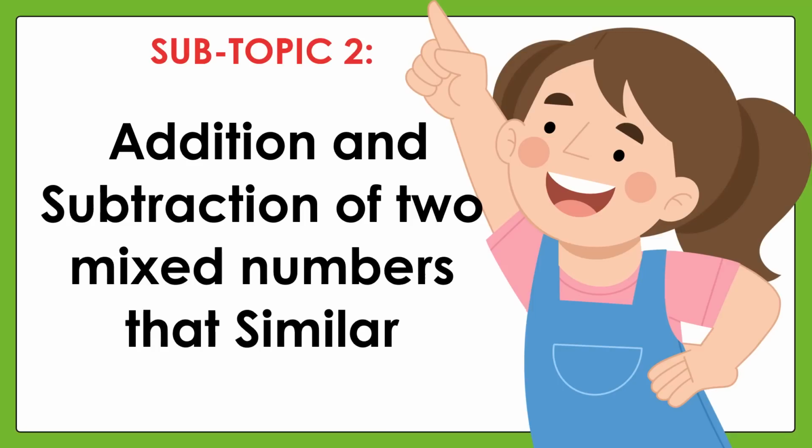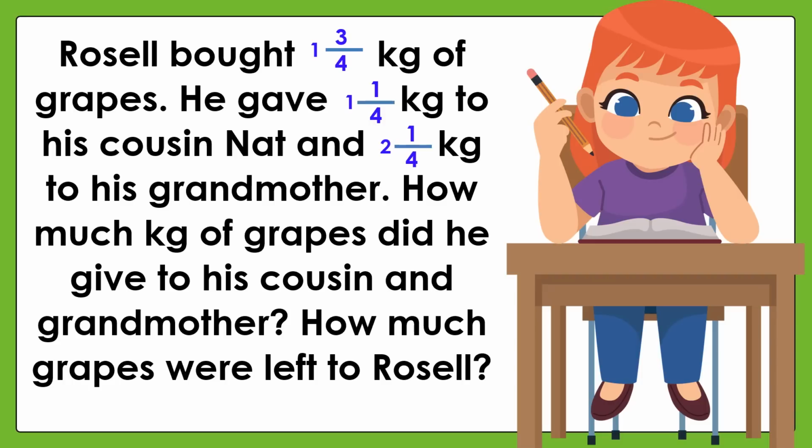For our second topic, addition and subtraction of two mixed numbers that are similar. Let us read the problem. Rosel bought 1 3/4 kilogram of grapes. He gave 1 1/4 kilogram to his cousin Nat and 2 1/4 kilogram to his grandmother. How much kilogram of grapes did he give to his cousin and grandmother? How much grapes were left to Rosel?